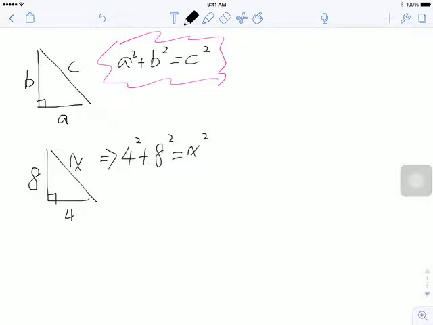Once we reach this step, the following will be basic calculation. So let's keep going. It will be 4 squared, which is 4 times 4 is 16, plus 8 squared, which is 8 times 8 is 64. So we get the value of x squared is 80.